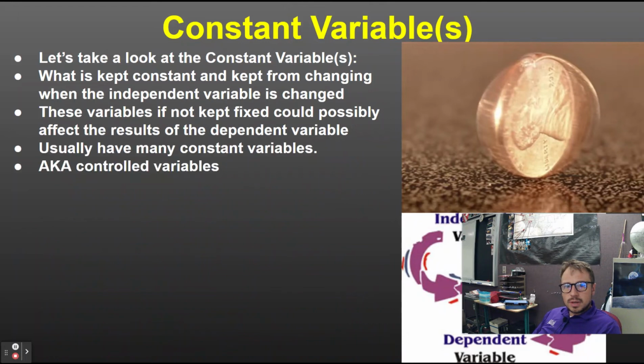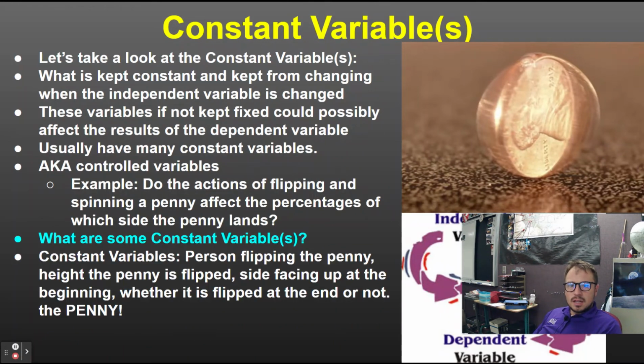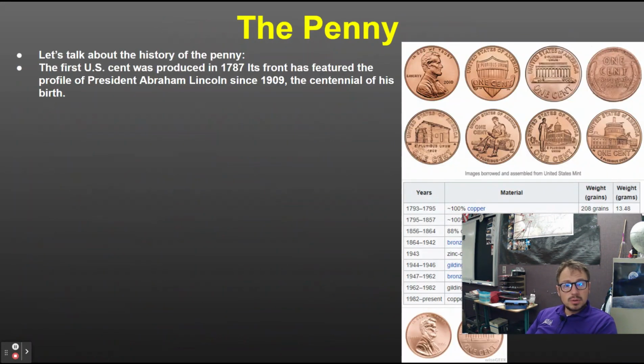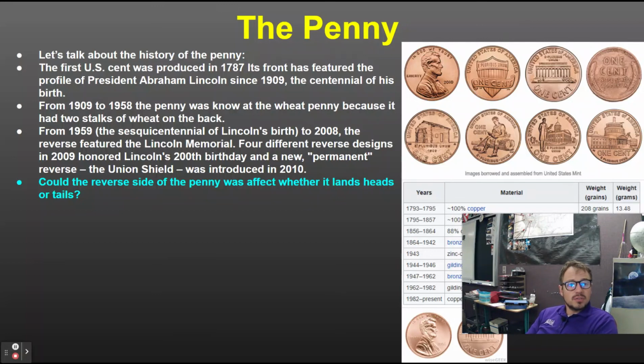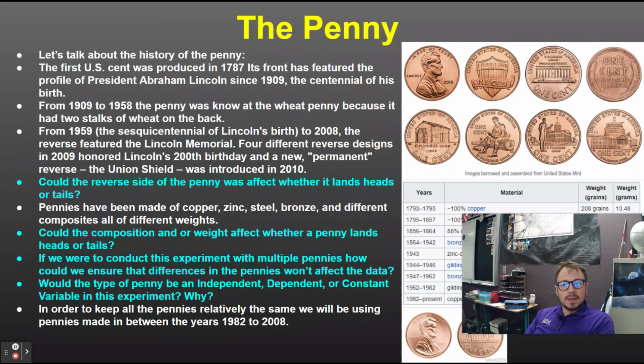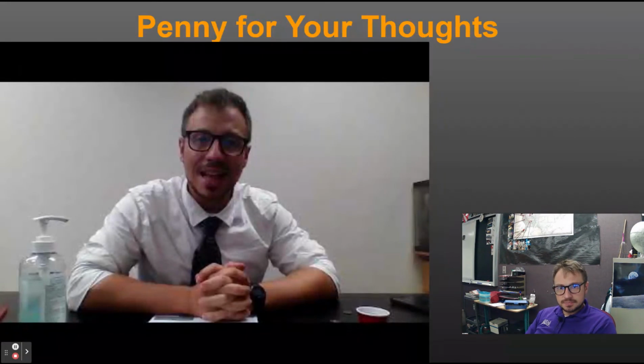The constant variables, so we want to keep a bunch of things the same. That would be the person flipping the penny, the height the penny is flipped, the side facing up at the beginning, whether it is flipped at the end onto the other hand or not, and the penny, right? So lots of things need to remain the same. In order to keep the penny the same, we had to do a little bit of research to make sure that it has the same weight, same back, composed of the same material. If you find pennies between 1982 and 2008, they will be composed of the same material, have the same backside, and have the same weight. So that's how we kept the penny the same.